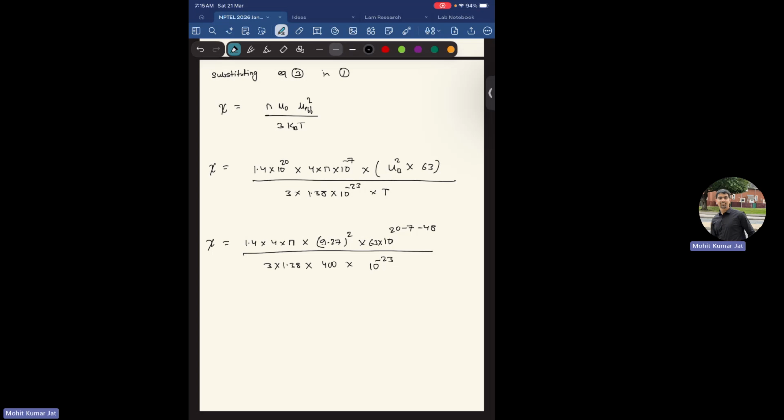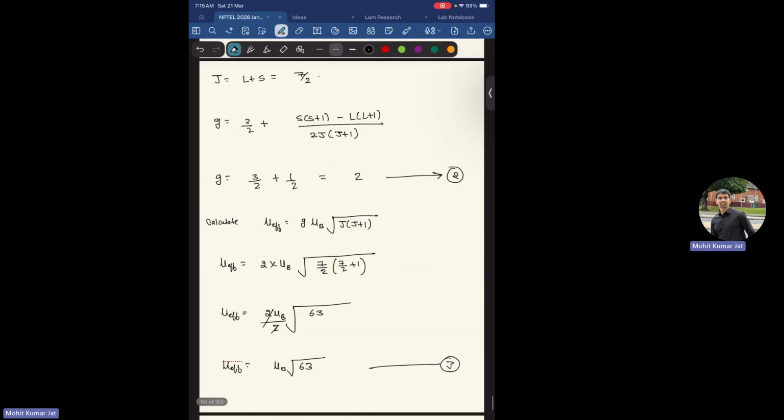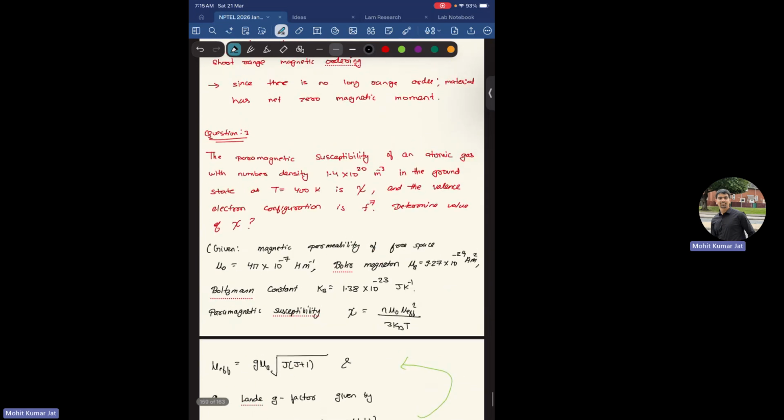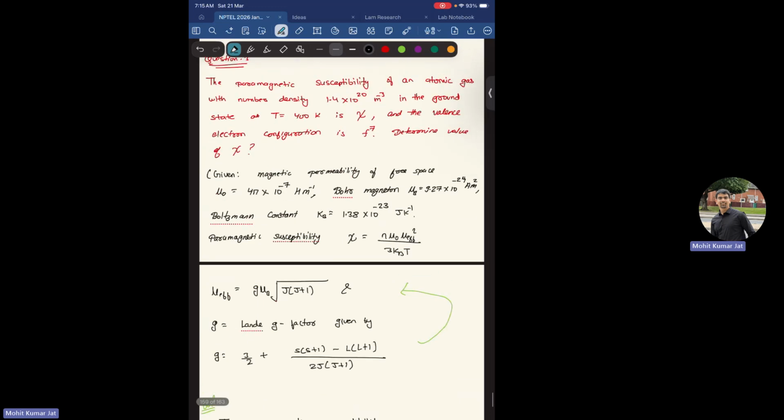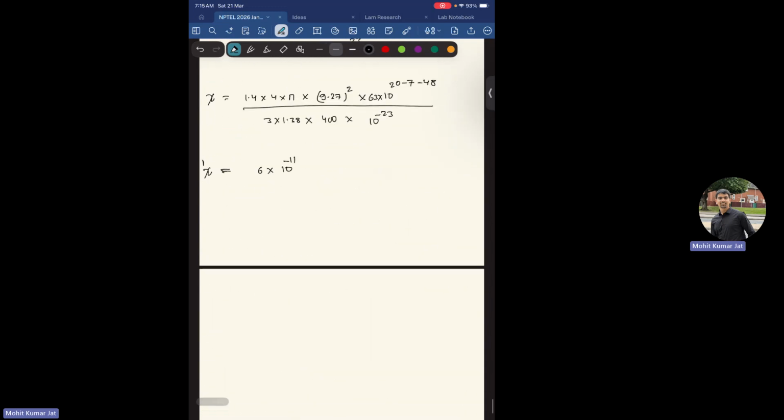And if you do the math of it, it will be roughly around 6 into 10 power minus 11. So roughly that number you will get.